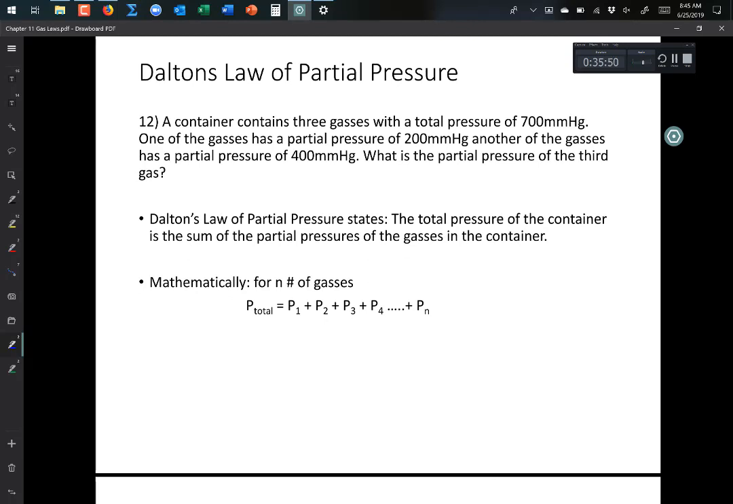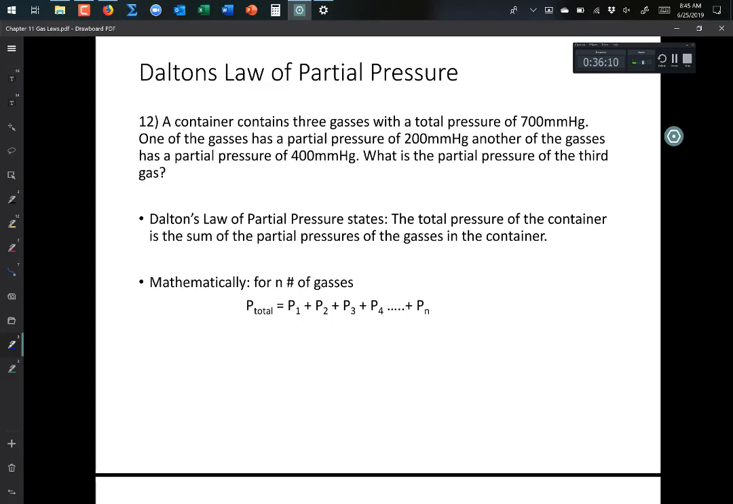First problem. A container contains 3 gases with a total pressure of 700 millimeters of mercury. One of the gases has a partial pressure of 200. Another of the gases has a partial pressure of 400. What is the partial pressure of the third gas?